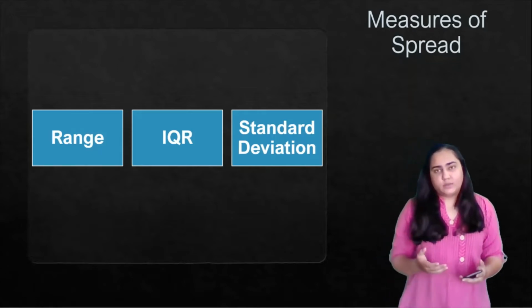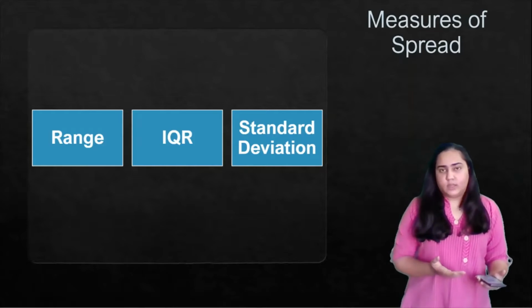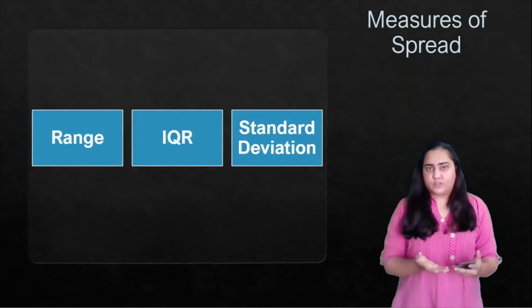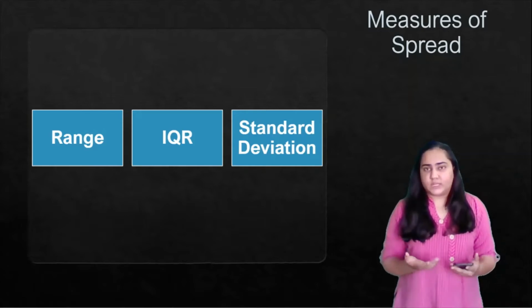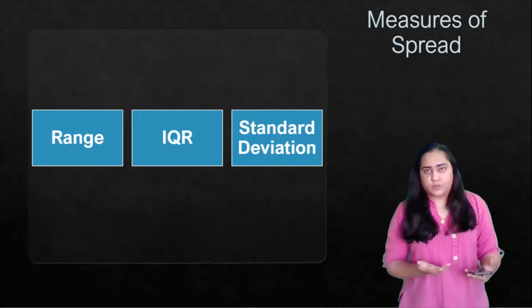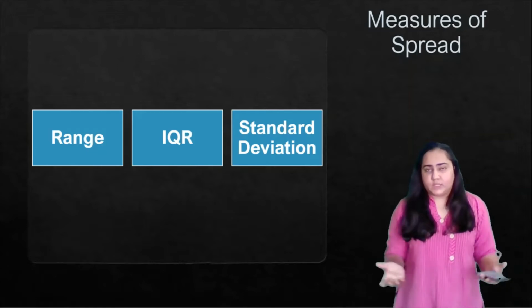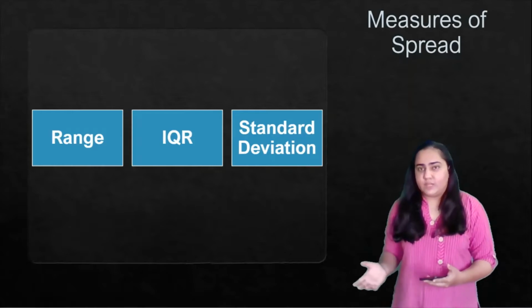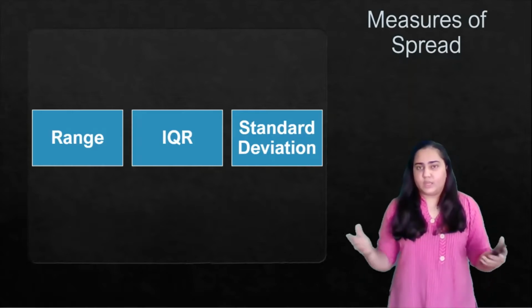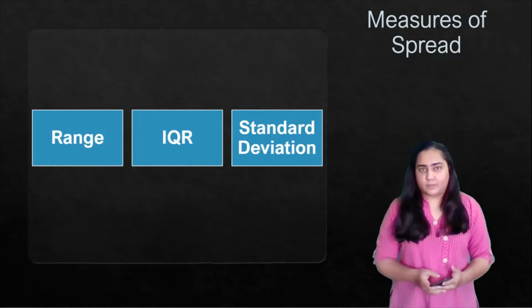Now, unlike measures of center that only find out the center of a given data set, the measure of spread is all about how far the data is spreading from the center, how wide, how big the data is, what is the minimum value and what is the maximum value, so that we get to know how big our data is and how far it is spreading.